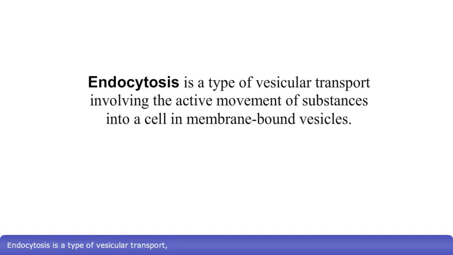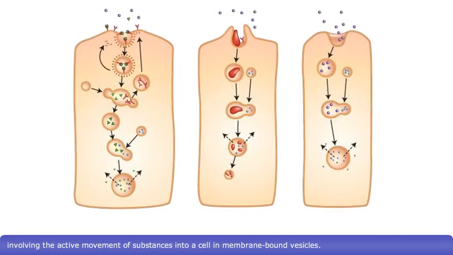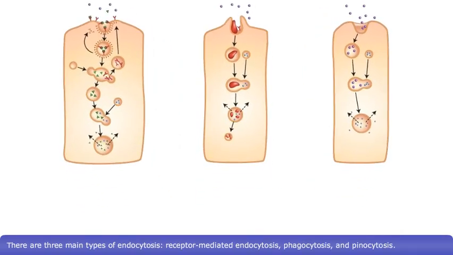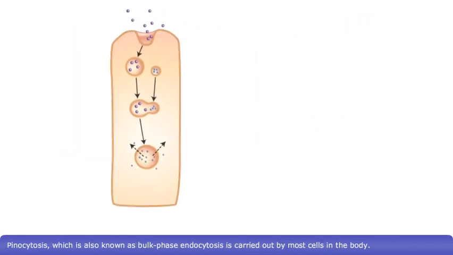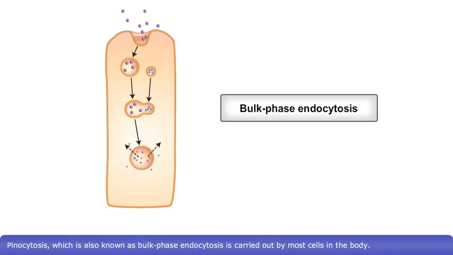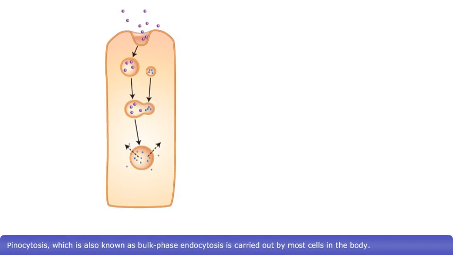Endocytosis is a type of vesicular transport involving the active movement of substances into a cell in membrane-bound vesicles. There are three main types of endocytosis: receptor-mediated endocytosis, phagocytosis, and pinocytosis. Pinocytosis, which is also known as bulk phase endocytosis, is carried out by most cells in the body.